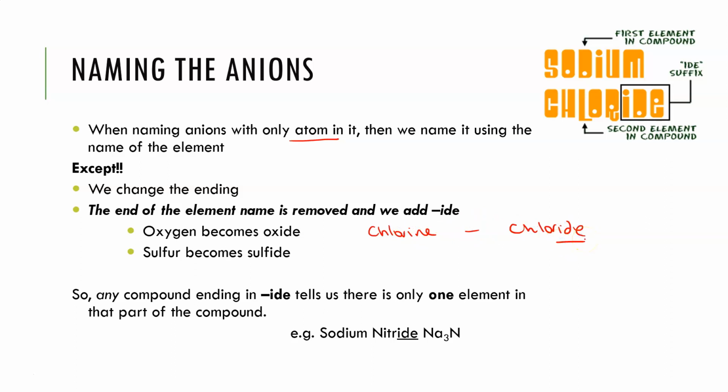Okay, this -ide ending tells us that there is only one element in the anion and it is negatively charged. So if we look at sodium nitride, this is going to be sodium ions with nitrogen anions. Nitrogen is in group 15, so it will form -3 anions. Sodium is +1, so I will have to get 3 sodiums for every 1 nitrogen, swap and drop. Na3N would be the formula for sodium nitride.